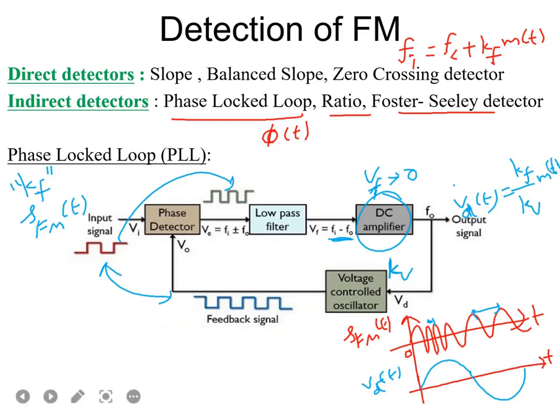Anyway, you can go in depth with respect to different textbooks, but these are what are required. There are also the Foster Seeley detector, where Foster and Seeley both are scientists. Then again the ratio detector. These are all very old methods, but the phase lock loop is even being used nowadays, which is very important. Those who are interested may go through the textbooks for a detailed description of the phase lock loop. You require thorough knowledge of control systems here for understanding this phase lock loop, what is capture range, lock range, and all other things.